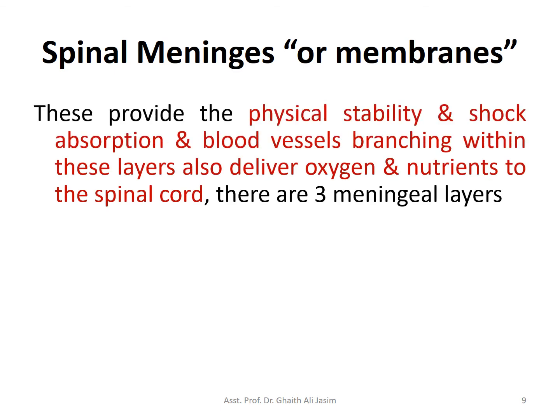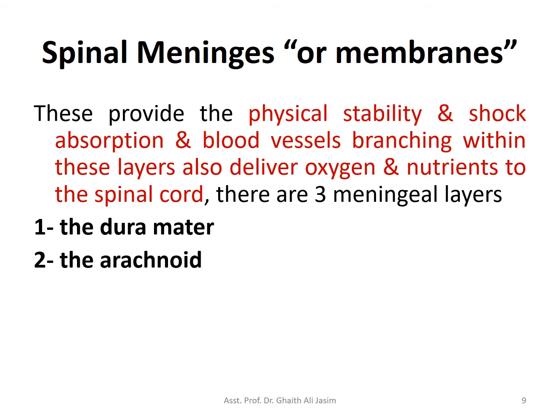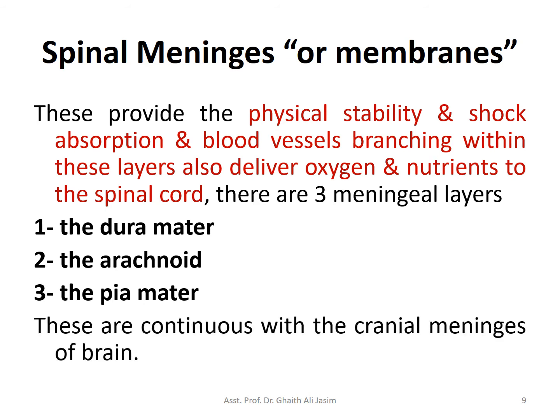The spinal meninges, or spinal membranes. These provide physical stability and shock absorption, and blood vessels branching within these layers also deliver oxygen and nutrients to the spinal cord. There are 3 meningeal layers. First, the dura mater. Second, the arachnoid. Third, the pia mater. These are continuous with the cranial meninges of the brain.